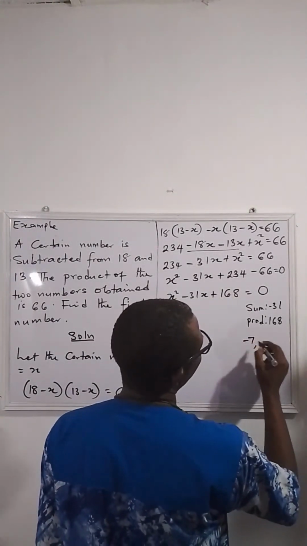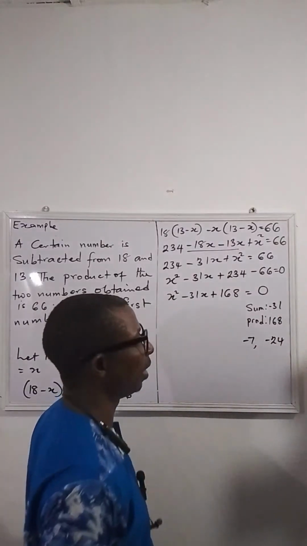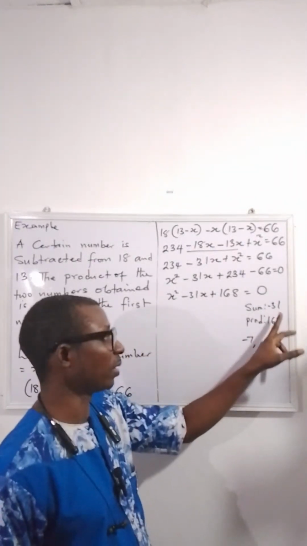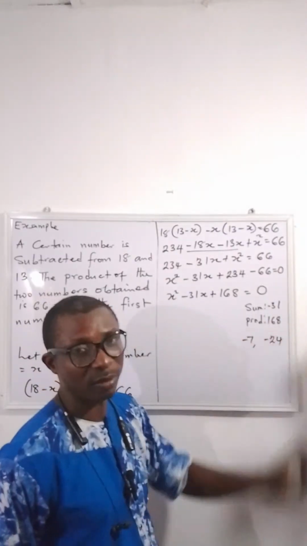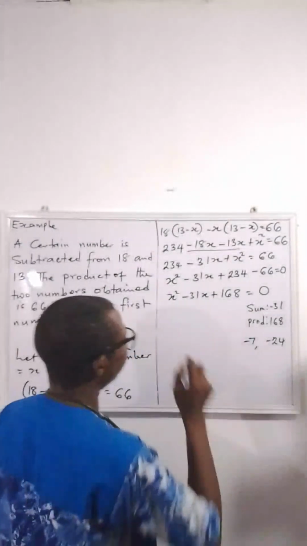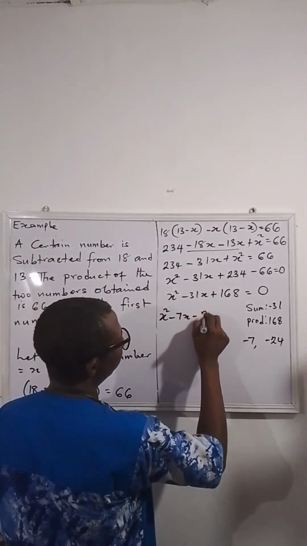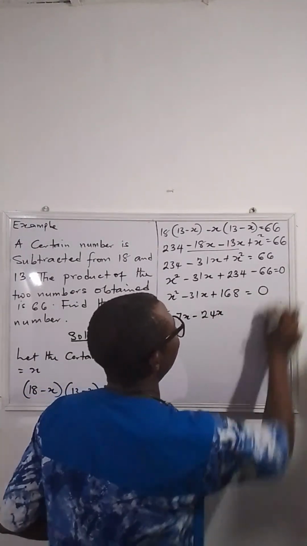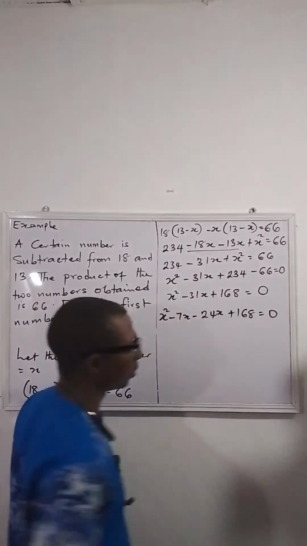Now let's confirm the validity of the statements. When you add this and this together, you have minus 31. That is correct. When you multiply 7 times 24, you have 168. So these are the two numbers. Now you have x squared minus 7x minus 24x plus 168 equals 0. Okay?